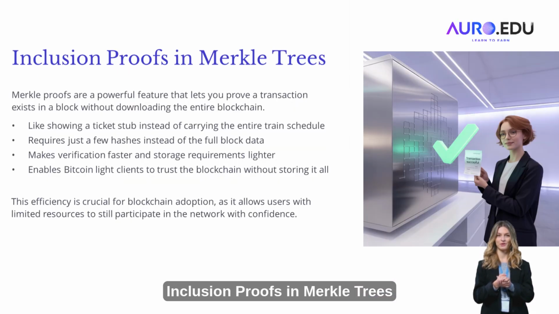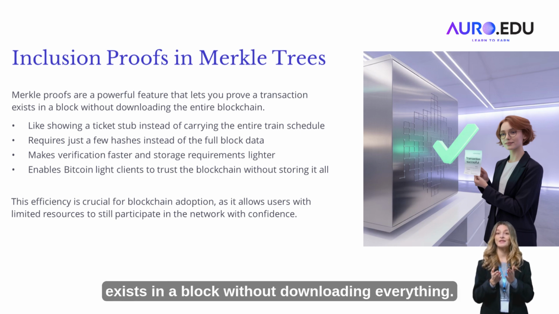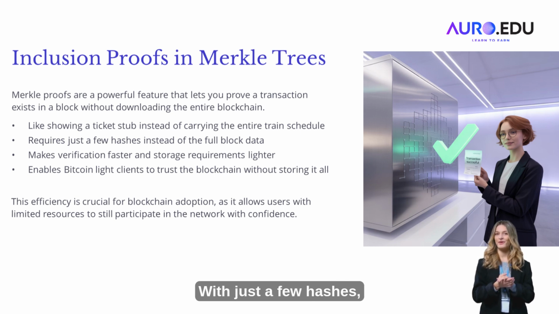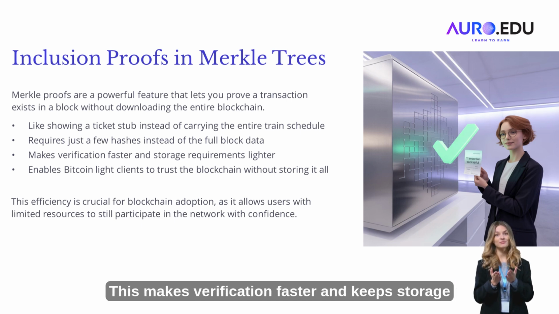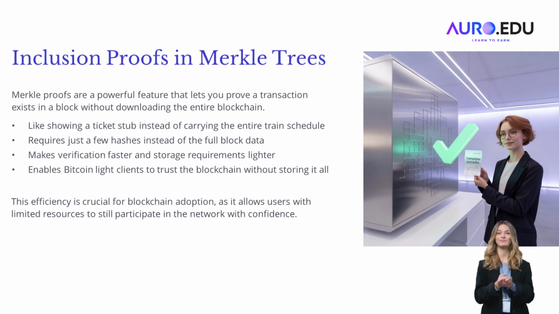Inclusion proofs in Merkle trees. Merkle proofs let you prove that a transaction exists in a block without downloading everything. Think of it like showing a train ticket stub instead of carrying the entire train schedule. With just a few hashes, you can verify that your transaction is part of a block. This makes verification faster and keeps storage light. It's why Bitcoin Lite clients can trust the blockchain.